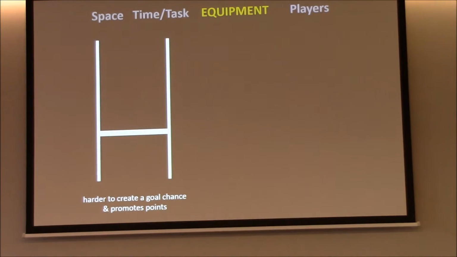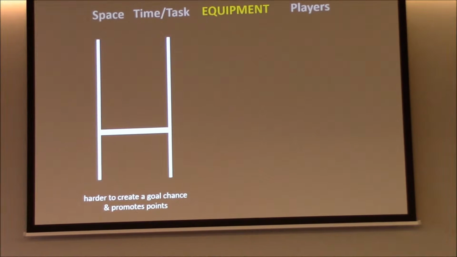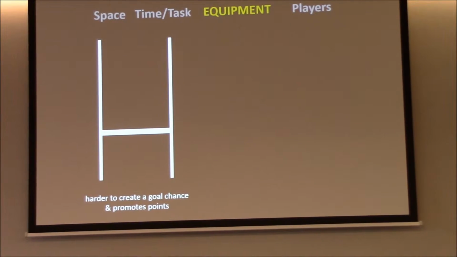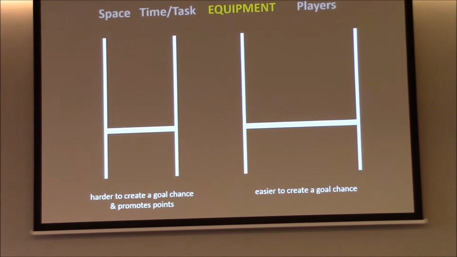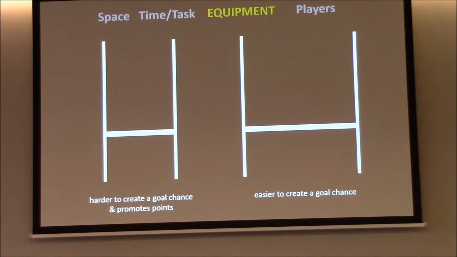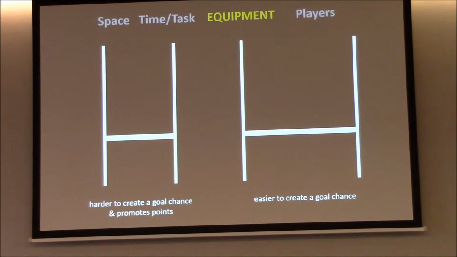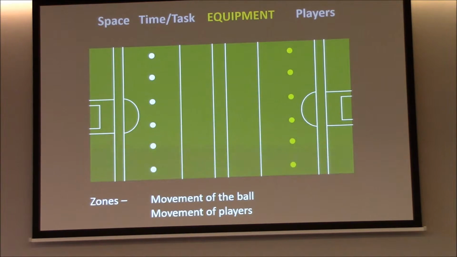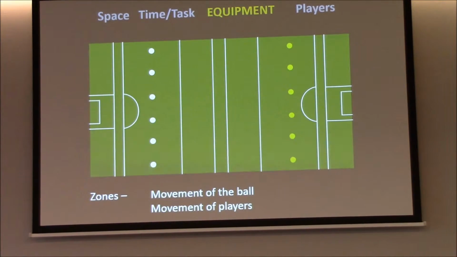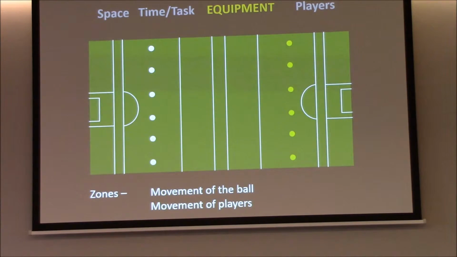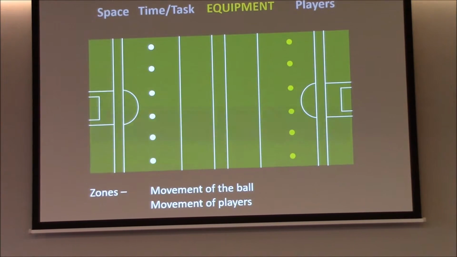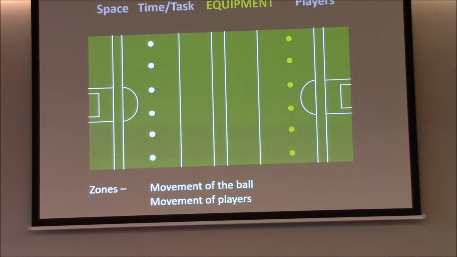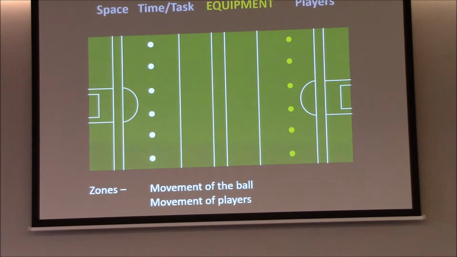Let's think about the equipment. If we have narrow goals, it's going to promote points and make it harder for goals to go in. And then wider goals is going to create more goal scoring opportunities. If we think about equipment and maybe zoning off the pitch, for example, the movement of the ball: in the next 5 minutes, how many times can you get the ball inside the white cones? Now you have attack and defence.